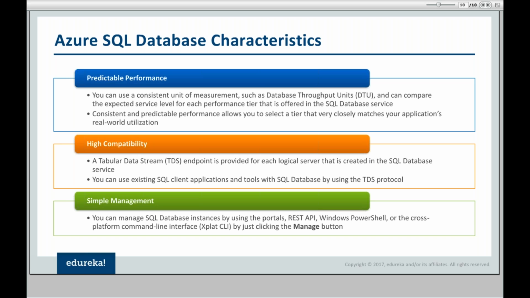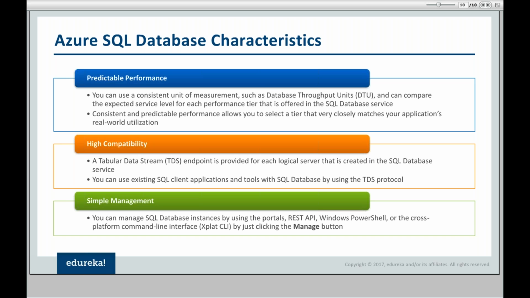So you can use a consistent unit. Let's say you will set up the DTUs, you will say it's a basic plan, it's a standard plan that you're going to use, and you need to make sure how many DTUs will be allocated for a basic plan, how many will be allocated for a free one. So those things you need to check.